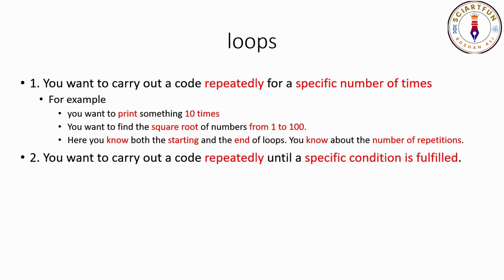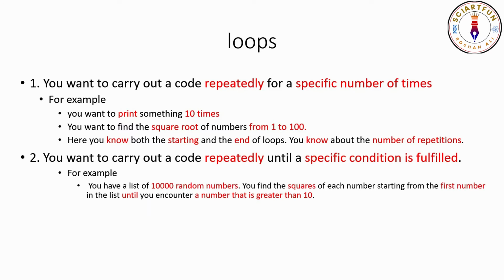We have another situation in which we don't know the number of repetitions. We don't predefine how many times a loop should repeat. Here you provide a condition. Means you want to carry out a code repeatedly until a specific condition is fulfilled.